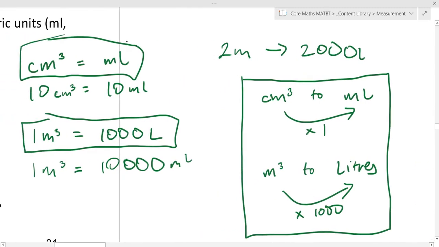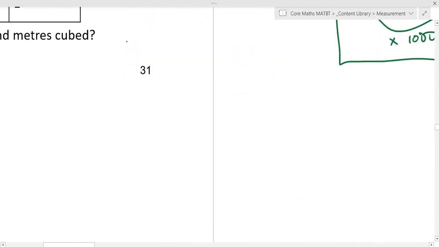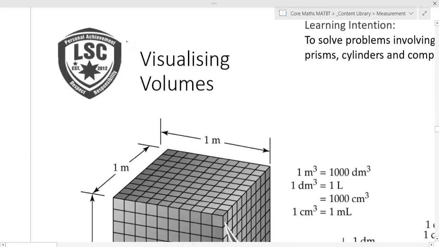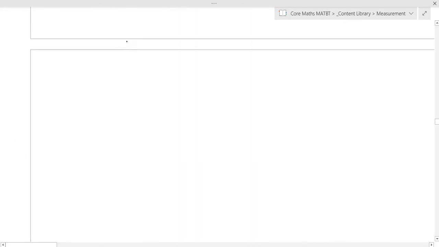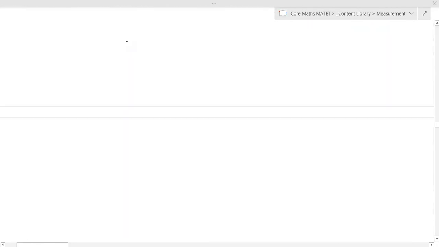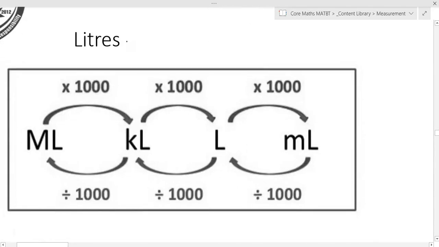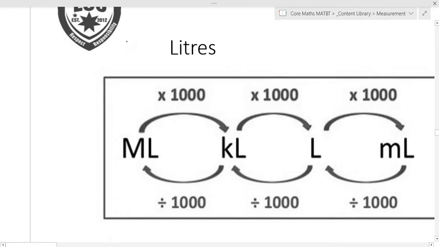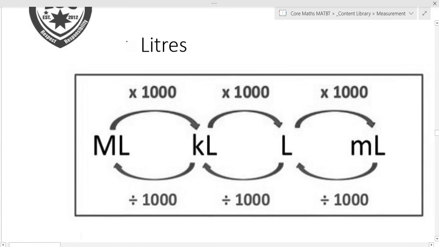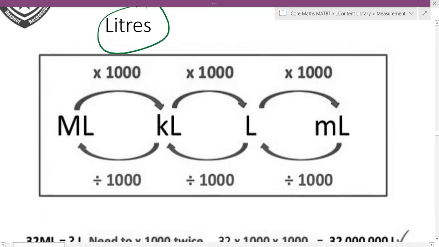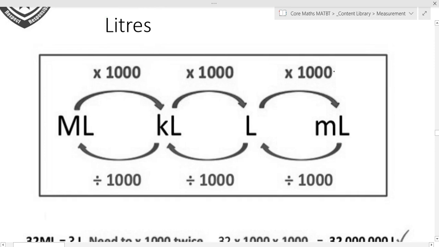Okay, let's keep going. Again, visualizing volumes, this is similar to what we did here, so we'll skip that for now. And some other conversion units. I don't think you come across this too much, but when it comes to liters, all of it is either multiplying by 1,000 or dividing by 1,000. So it's all the same amount.